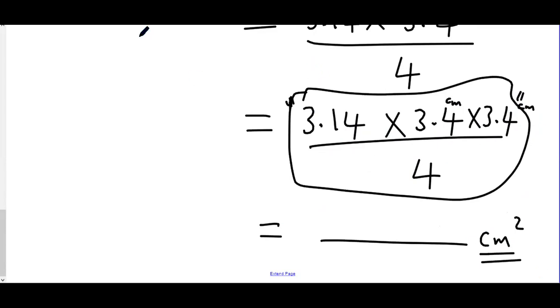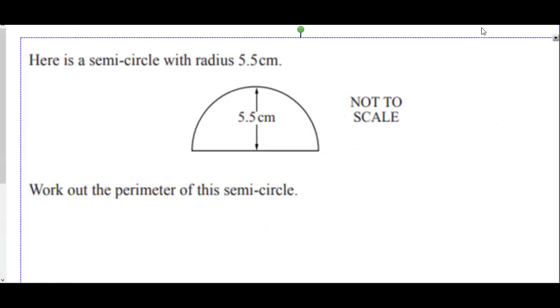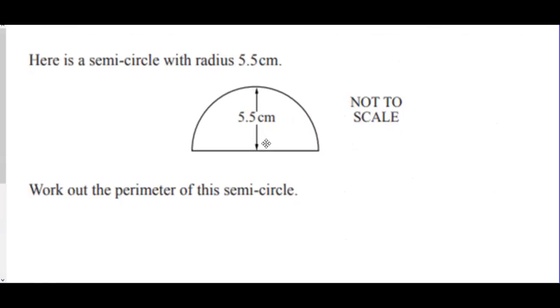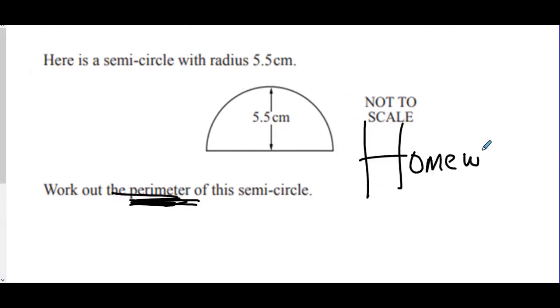Finally, homework. What will be the homework for my students? The homework for my students will be this question here. This is the question. Here is a semicircle with radius 5.5 centimeters. So you are given the radius. Work out the perimeter. So I want you people to go ahead calculating the perimeter, only the perimeter, because I know you're tired. So this will be your homework.